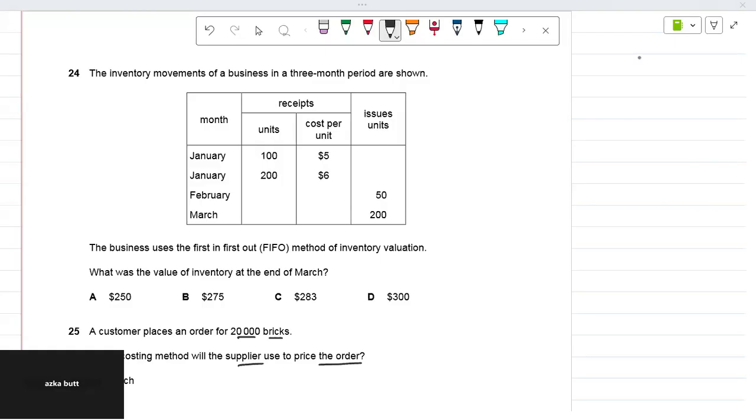Okay, so now let's see question number 24. The inventory movements of a business in a 3 month period are shown, January, February, and March. The business uses the first-in, first-out method of inventory valuation. What was the value of inventory at the end of March?